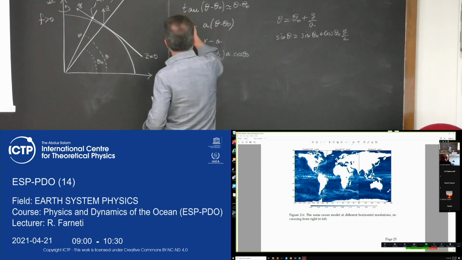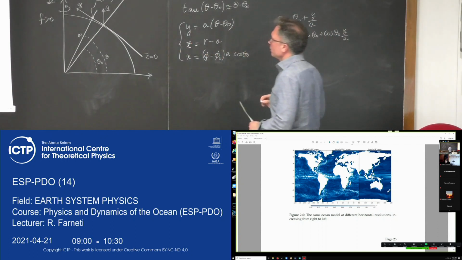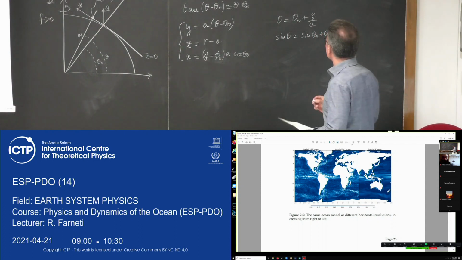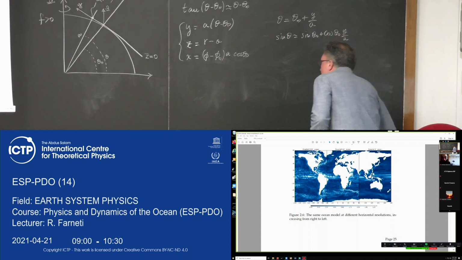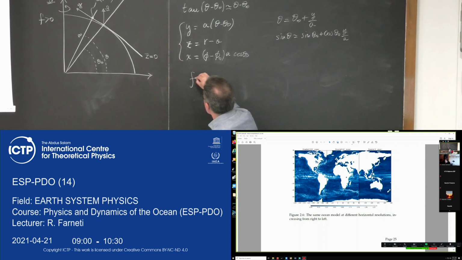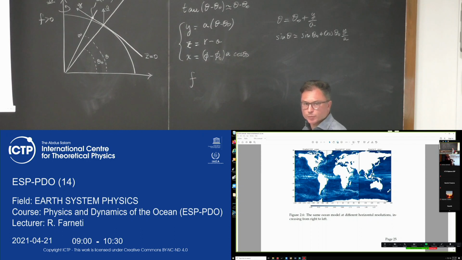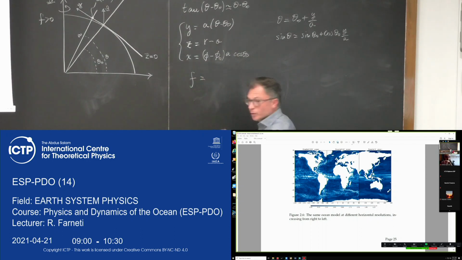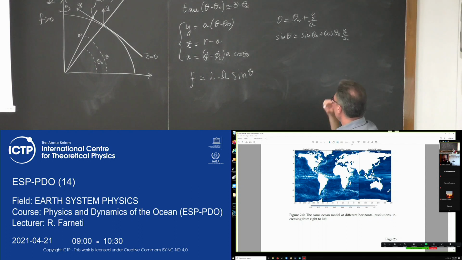Okay, so this is my new Cartesian plane that I call the beta plane. And I call it the beta plane because now I can write my f, my Coriolis parameter, that used to be 2 omega sine of theta, right?